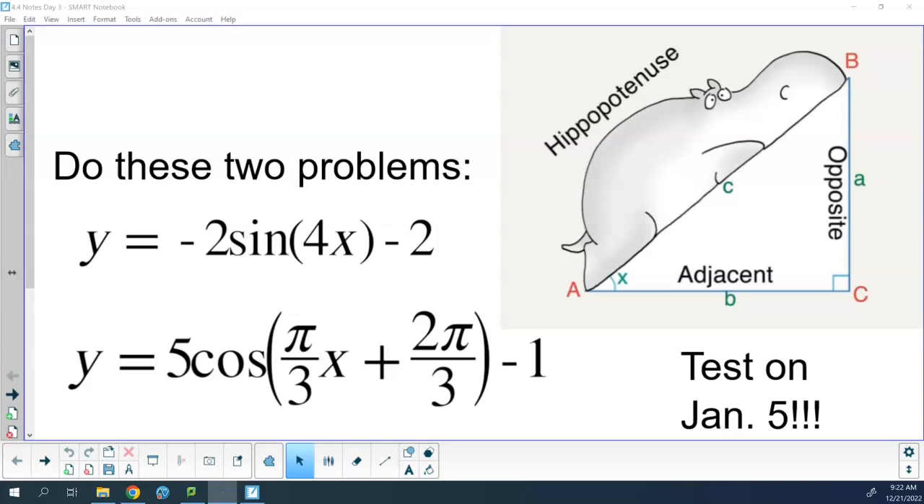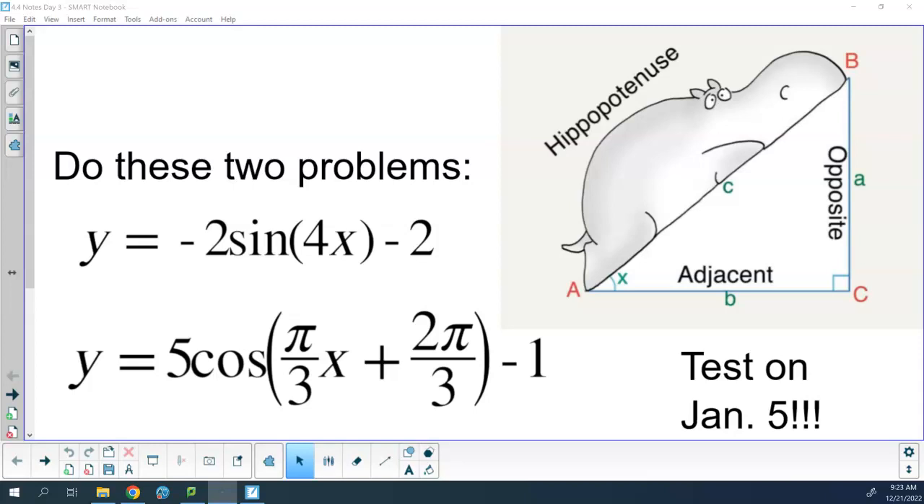Tomorrow there will be a formative. Right away, the first part of class will be formative. Second part of class, we're going to continue watching Good Will Hunting. Then after break, we're going to be doing some curve fitting, which is basically what we're doing right now, just in reverse. Then we're going to test on January 5th on 4.4, so on curve fitting and sine and cosine curves. Then we'll start reviewing for the final, and then we'll take the final, and then it'll be second semester, and all will be well.